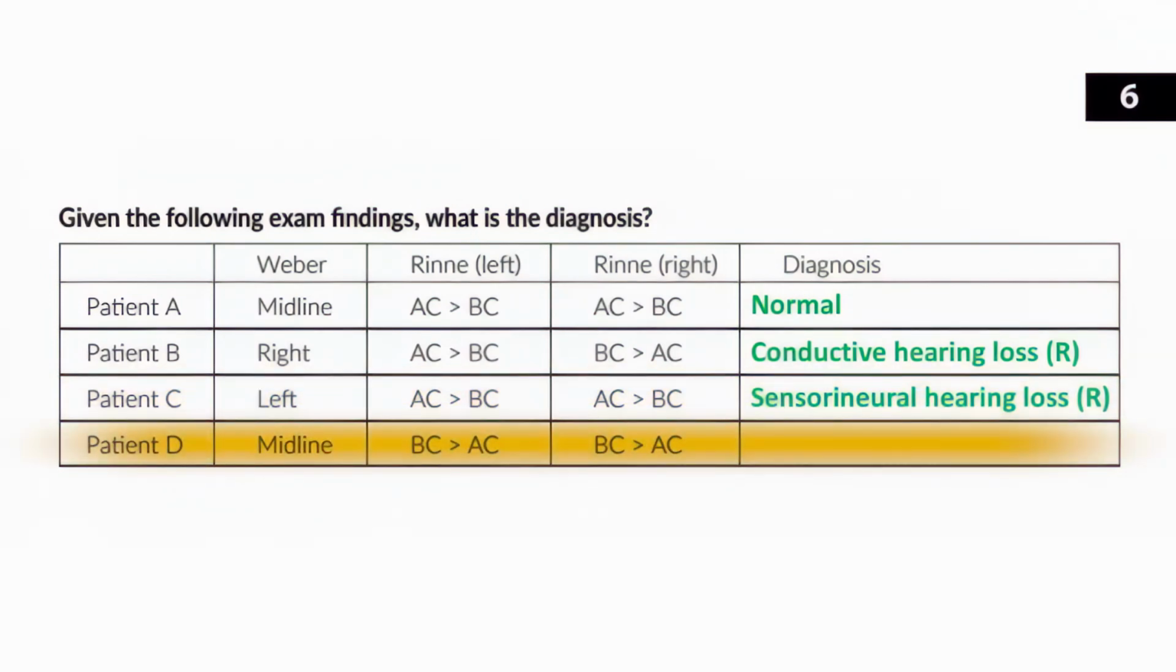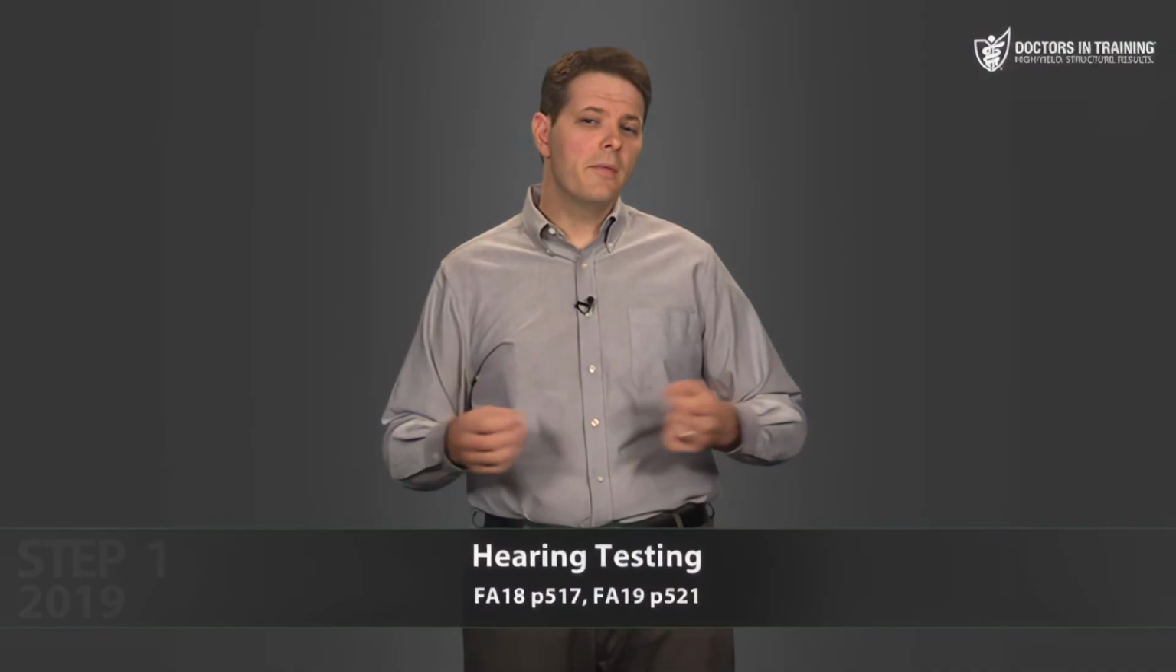And in patient D, bone conduction is greater than air conduction in both ears, but the Weber test is normal. So in this case, you have bilateral conductive hearing loss. So that's how you interpret those. Another type of hearing testing is audiometry, where they put the headphones on you and play the electronic beeping sounds. And audiograms are tested on both USMLE and COMLEX, so you definitely need to know how to interpret these.